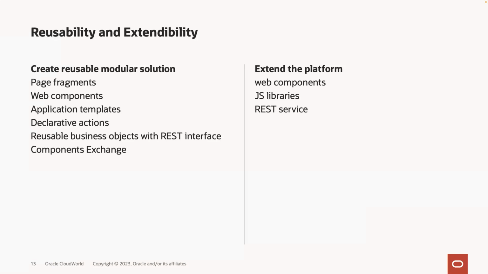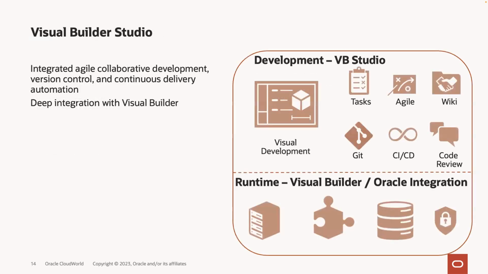Now, the other thing about the platform, as you saw, we're using regular HTML, we're using regular JavaScript, we're using regular REST. So we have a lot of functionality inside Visual Builder, but if we're missing something, you can extend the platform. You can bring in web components from the outside world. You can bring in third-party JavaScript libraries that do some complex things and use them in your application. Hey, you need to generate a PDF. You need to do some complex calculation. There are JavaScript libraries for all of those. You can just bring them in and use them inside Visual Builder. And of course, you can access any REST service out there in the world to get data.